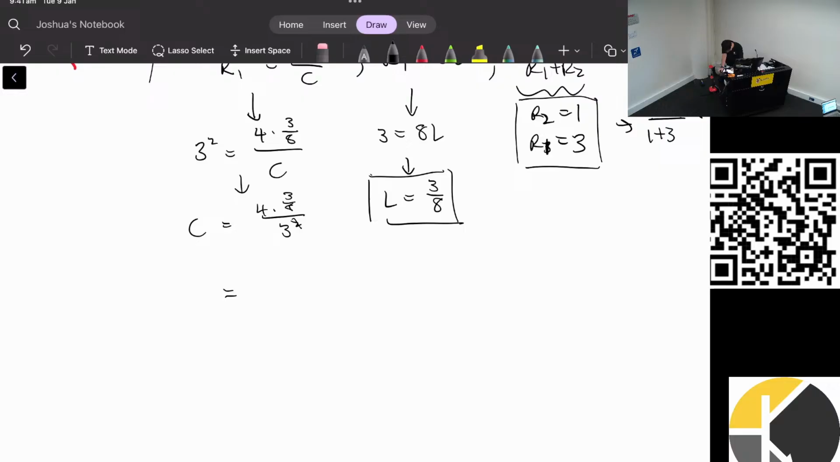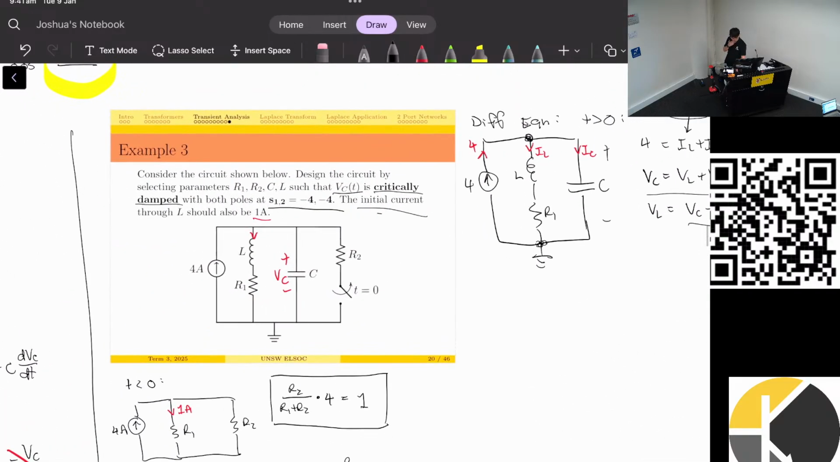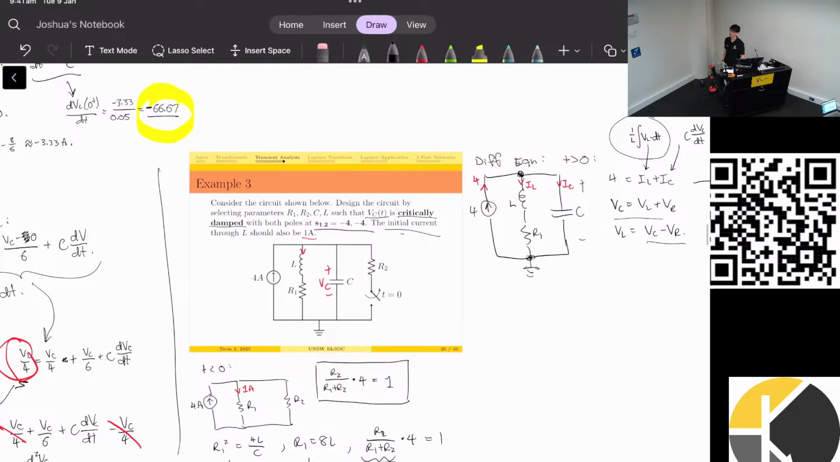What can we do? We can cancel that out. To cancel that out, that becomes a 2. So then we have 3 on 2, which is just 1.5 F. No, my bad. That simplifies to 1 on 2 divided by 3, which is 1 on 6 F. Cool. So that's the question. By picking those values, we created a critically damped system with both poles at -4, -4, and the initial current is 1. Cool. So that wraps up transient response.